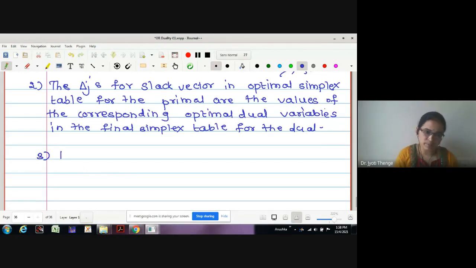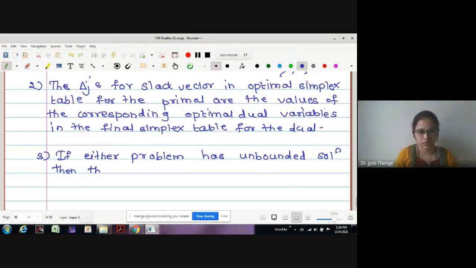Rule number 3. If either problem has an unbounded solution, that we know actually. This is the fundamental duality theorem, no? If one has an unbounded solution, then the other has no feasible solution. Duality theorem, we have seen this.